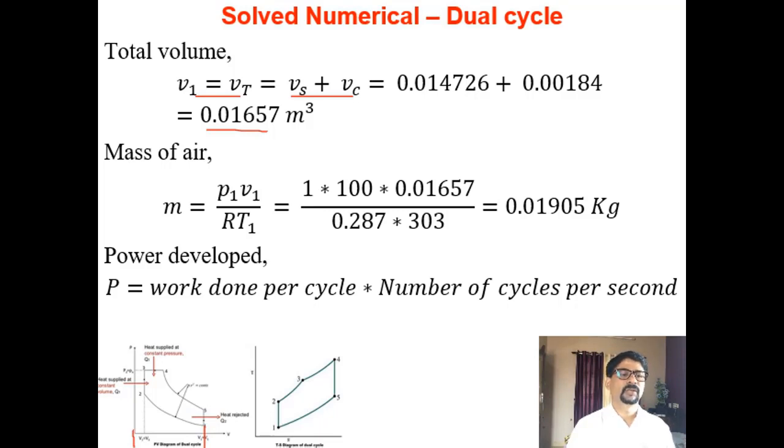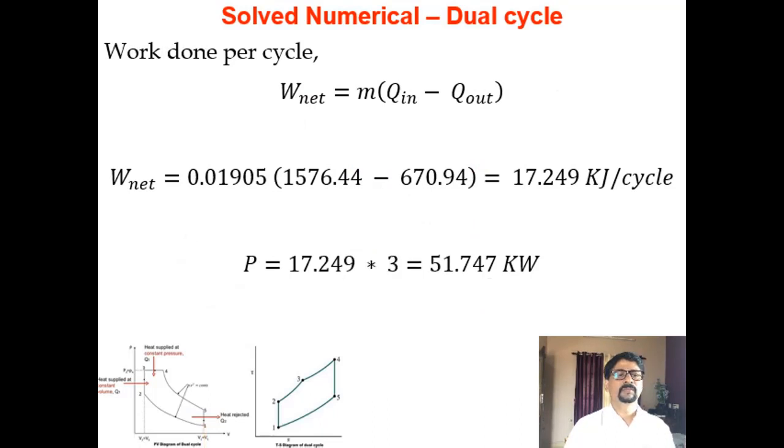Now let us find the mass of air. That is why we found this V1 here, as we are given the stroke length and the diameter. So m is equal to P1 V1 by R T1. P1 should be substituted in kilopascal, R should be in kilojoules, V in meter cube and T in Kelvin, so you'll get 0.01905 kg.